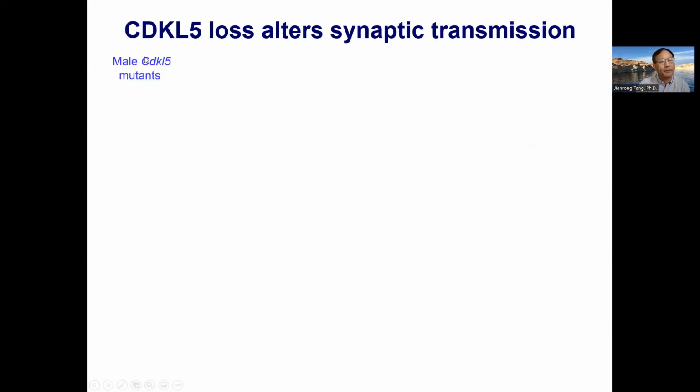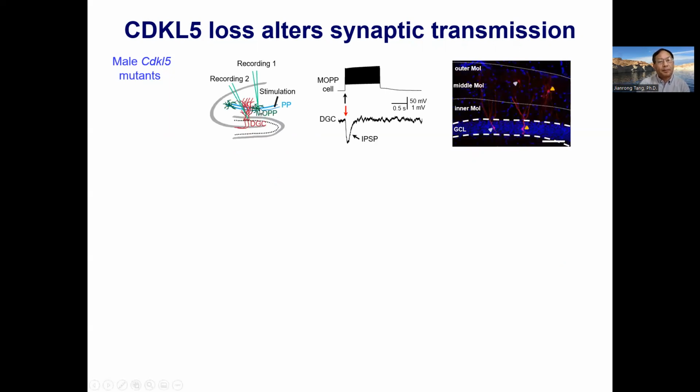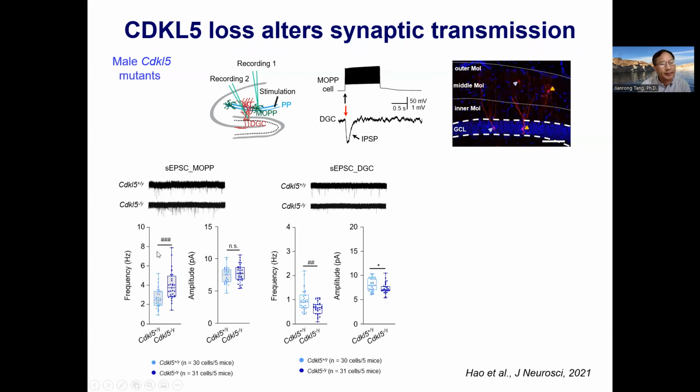So for this, we use male CDKL5 mutant mice to avoid the mosaic situation in the female heterozygous mice. She performed the dual recording of MAP cells and dentate granule cells. In some recording pairs, injecting current to the MAP cells could induce IPSP in the dentate granule cells, which indicates a direct synaptic connection.